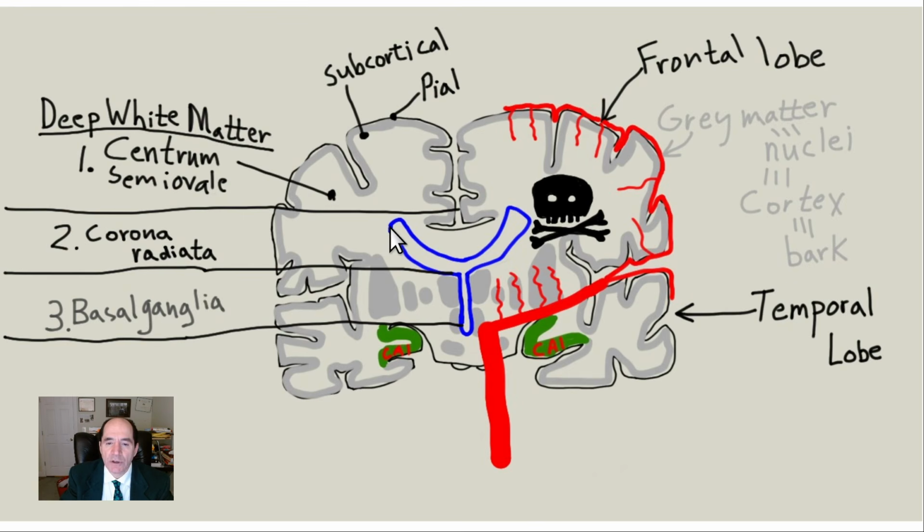This would be a juxtaventricular lesion, this would be a periventricular lesion, and this would be a subcortical lesion, anywhere near this gray matter cerebral cortex. The internal carotid artery comes up into the brain. It'll bifurcate into the anterior cerebral artery, which I don't have on the drawing because it would make it too complicated, and the middle cerebral artery.